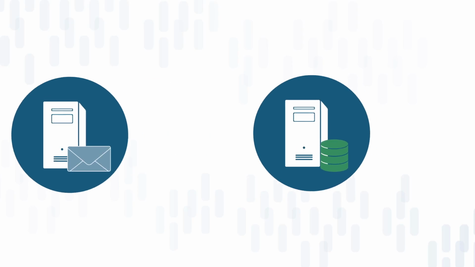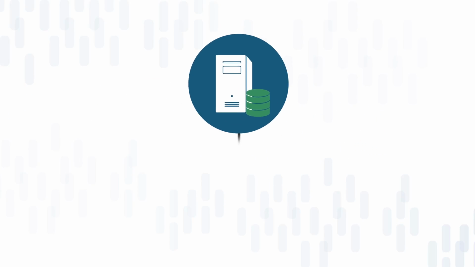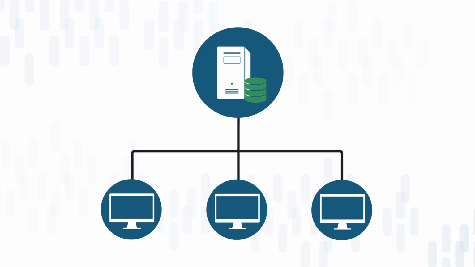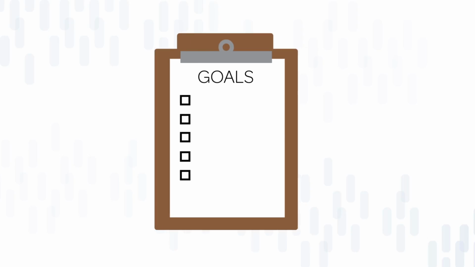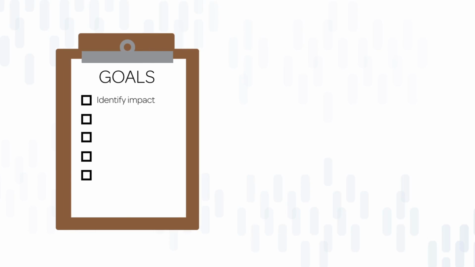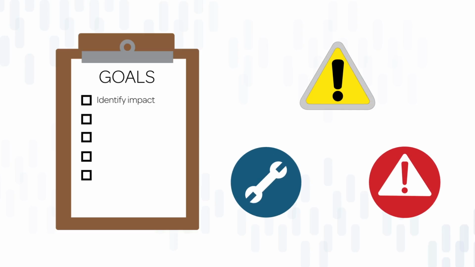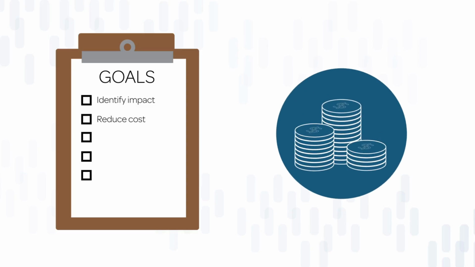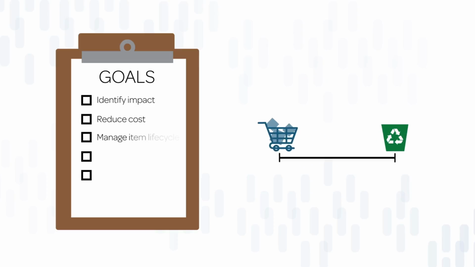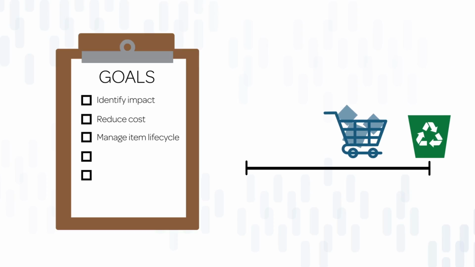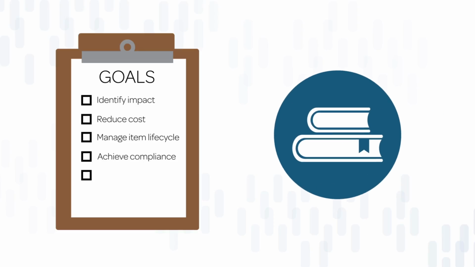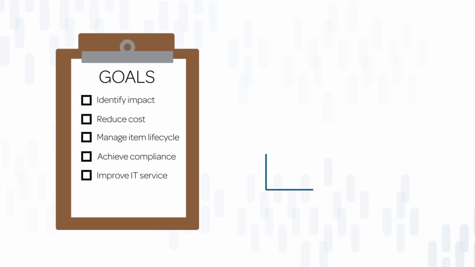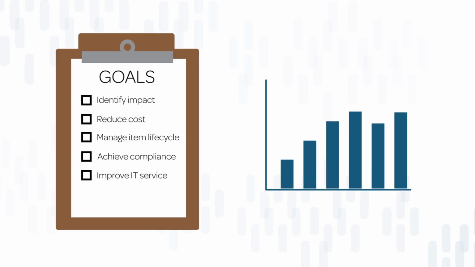Managing IT infrastructure or services, such as database or email servers, helps you identify other entities that are affected when there is an issue. Here are some goals of asset and configuration management. Quickly identify the impact of incidents, problems, and changes. Reduce the cost of purchasing and managing items. Manage the life cycle of an item, from planning or purchasing to disposal. Achieve compliance with relevant standards and regulations, and finally, improve IT service within the organization.